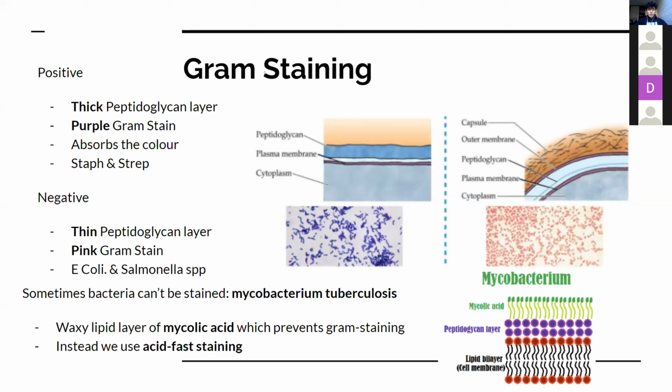In some cases, you can't really gram stain because of the differences in cell wall, such as Mycobacterium tuberculosis, which is the one you need to know, because it has a lipid layer of mycolic acid on top of the peptidoglycan layer, which prevents gram staining effectively. So instead, you use Ziehl-Neelsen acid-fast staining, which uses a different procedure and method in order to elicit a stain. If I'm going too fast at any point, let me know. And if you have any questions, again, let me know. All right, next slide.